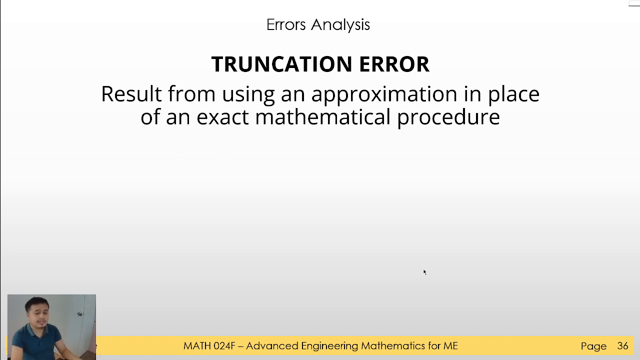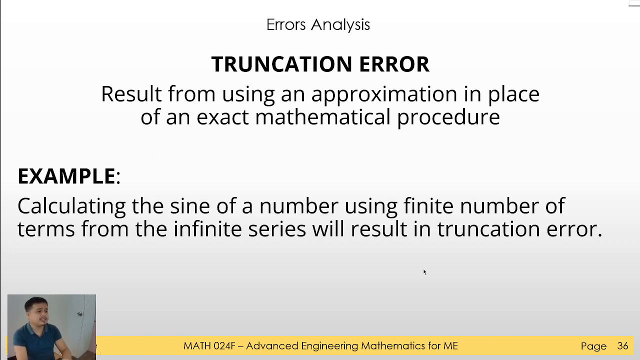So let's demonstrate this idea using this example. Calculating the sine of a number using a finite number of terms from the infinite series will result in truncation error. So if you're wondering how your calculator calculates the sine of a function, or the sine of a number?